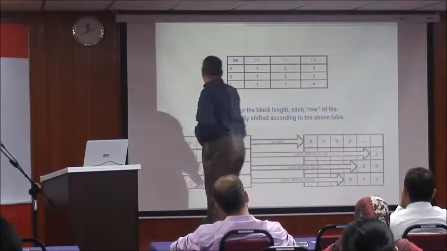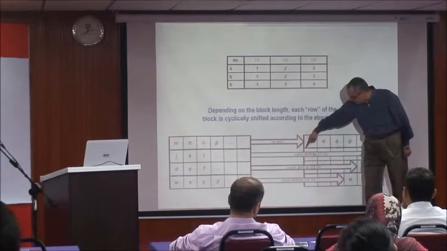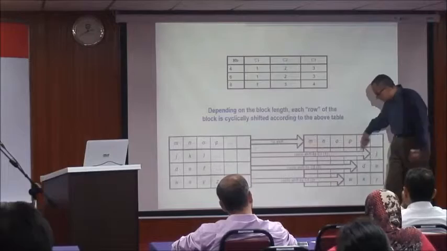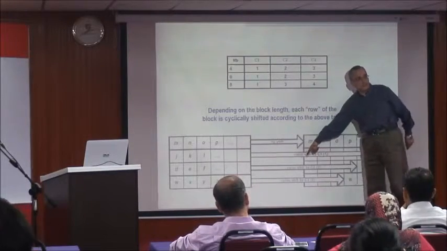So this is just another illustration of how it works. The first row, you have no shift. The second row, you shift it by 1. It's a cyclic shift, so the byte that was here would go to the other side.